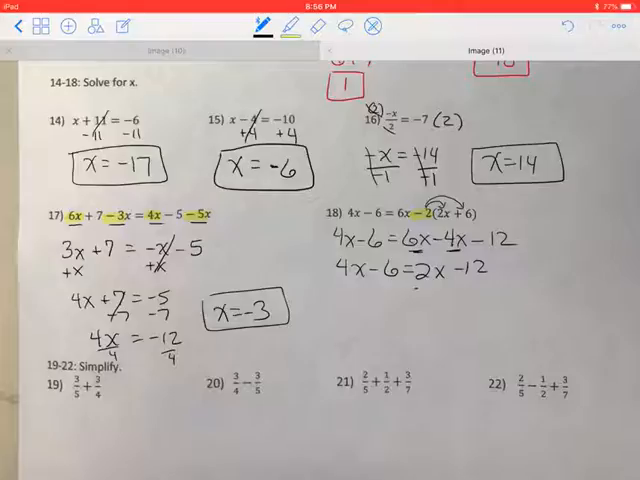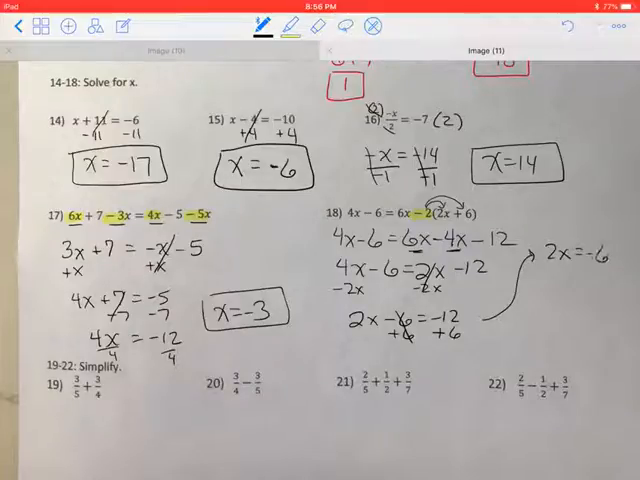All right, now I want to get all my x's on one side. So if I minus 2x, I end up with 2x minus 6 equals -12. I'm going to add 6 to both sides. Let me bring that up here. I end up with 2x equals -6. Divide by 2, and we get a solution of x equals -3.